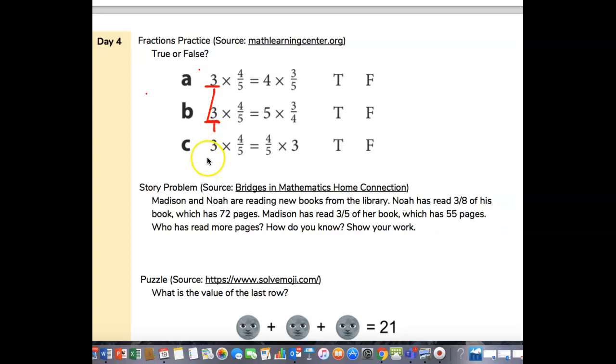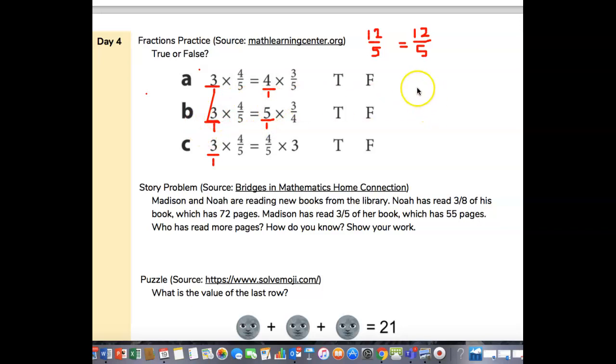Over 1 and 3 over 1. So now we're going to go here. 3 times 4 is 12. 1 times 5 is 5. And then we're going to do that here as well. 12 over 5. So look, that one is true. Okay? Now let's try this one.